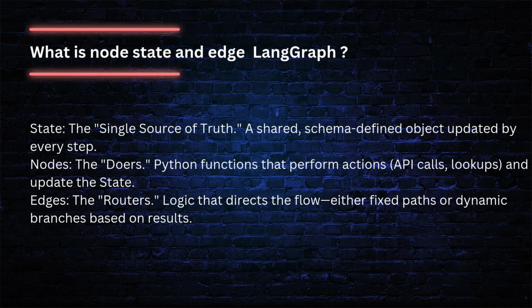Edges work like a router. They are rules that connect nodes. Normal edges create a fixed linear path, while conditional edges use an LLM decision or function output to dynamically route the graph down different branches.